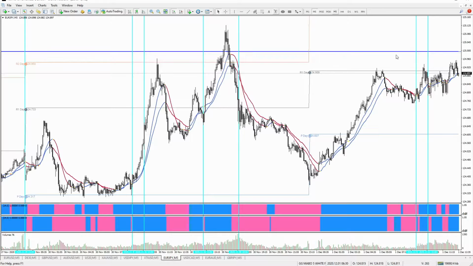This line here is the big round number, another very important psychological number. Again, from here you can see that we had this trend line that was broken here. You can trace a new one here, and this is our London Open. You might also trace this area here.